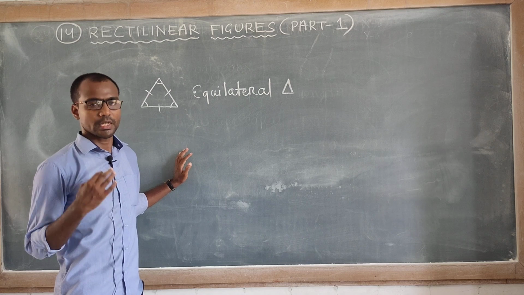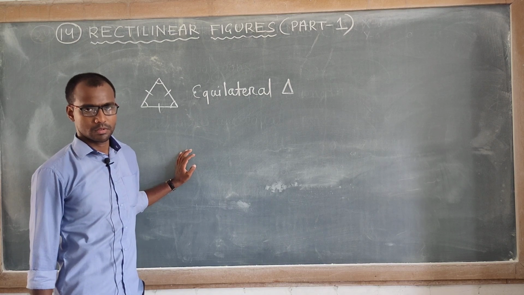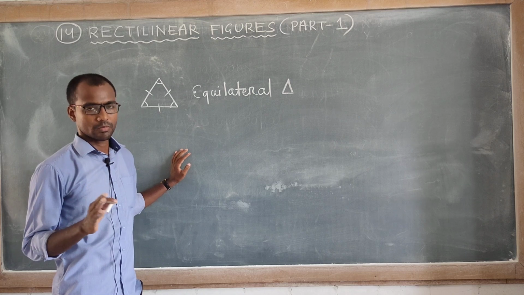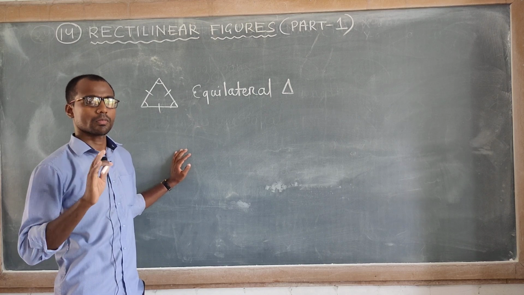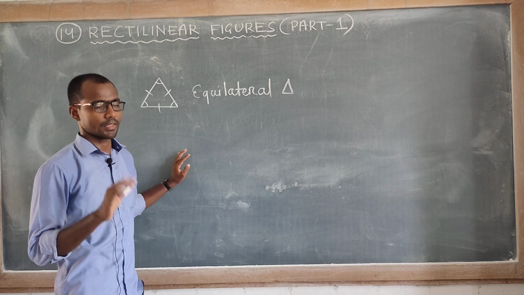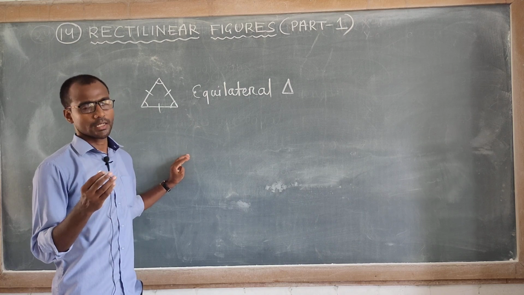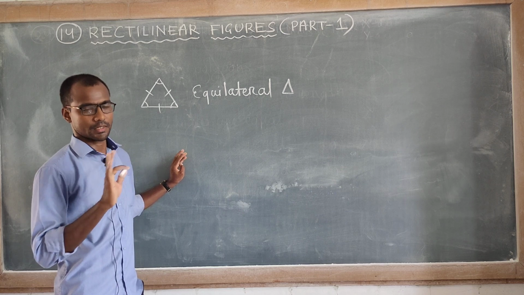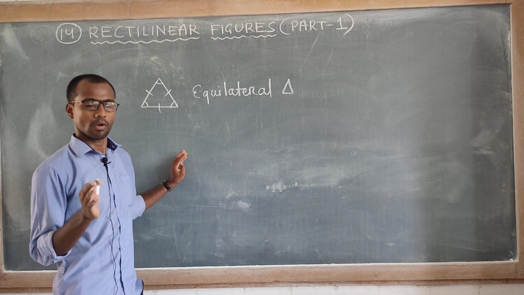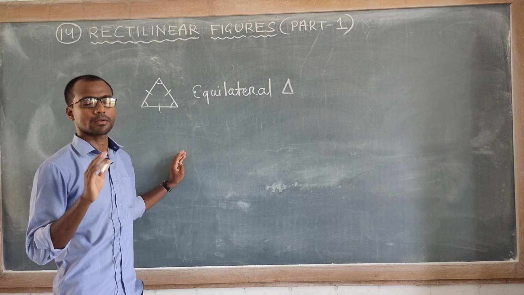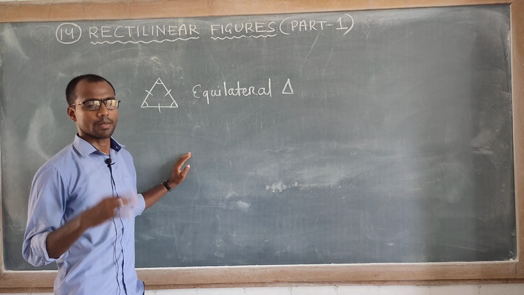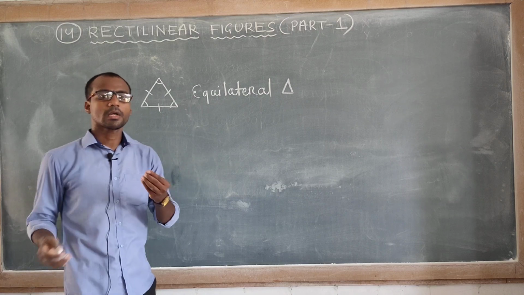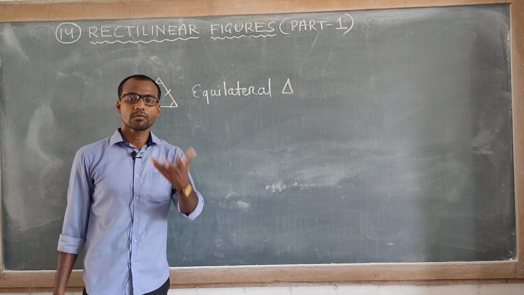Now let us move to four sides. Can we say that a rhombus is a regular polygon? In a rhombus, all the four sides are equal, but all the four angles are not equal. So a rhombus is never a regular polygon. Remember this. Can we say that a rectangle is a regular polygon? No. Only the angles are equal, 90, 90, 90, 90, but all the sides are not equal. So a rectangle is also not a regular polygon having four sides. So which quadrilateral, or which polygon having four sides, is regular?